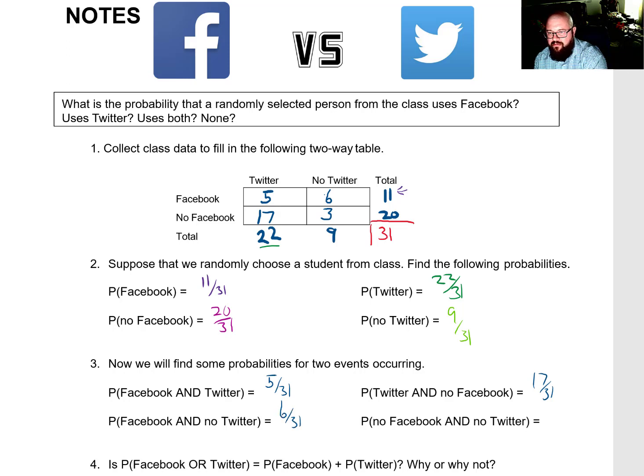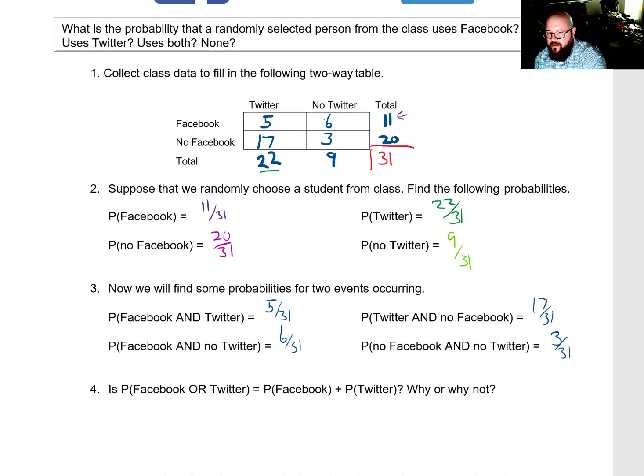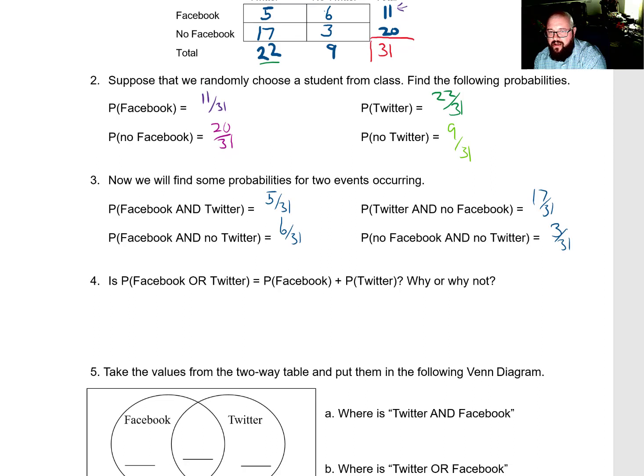And the probability of no Facebook and no Twitter, we saw we had 3 people that did no Facebook, no Twitter. So the probability of that occurring in that class was 3 out of 31. So now let's look at number 4.